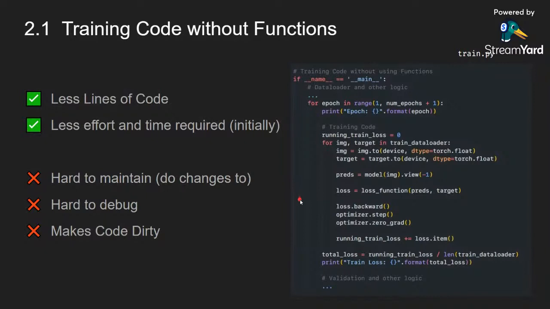That is, in the longer run it is hard to maintain, and it's hard to debug. So for example, if you face some error, and you put everything inside one huge file, it's very hard to debug. It makes the code a lot dirtier, right? So it's not very manageable in the long term.